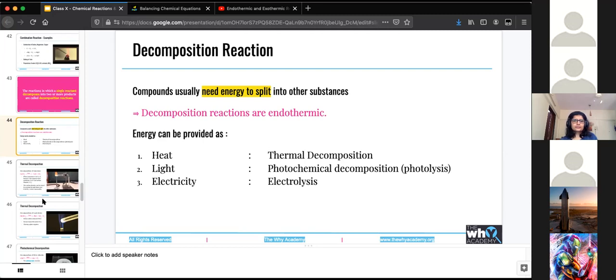Ma'am, I wanted to ask, suppose we are writing carbon dioxide, so C2 plus O2 equal to CO2, then it would be combination. But if we write it as CO2 equal to C2 plus O2, then it would become decomposition. Is it right? Yeah, that is correct. Minor correction: carbon exists as C. You don't write it as C2.